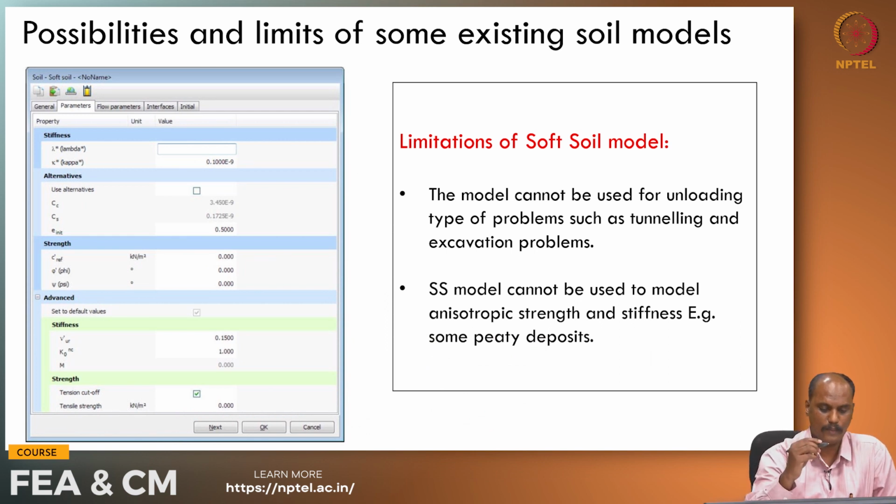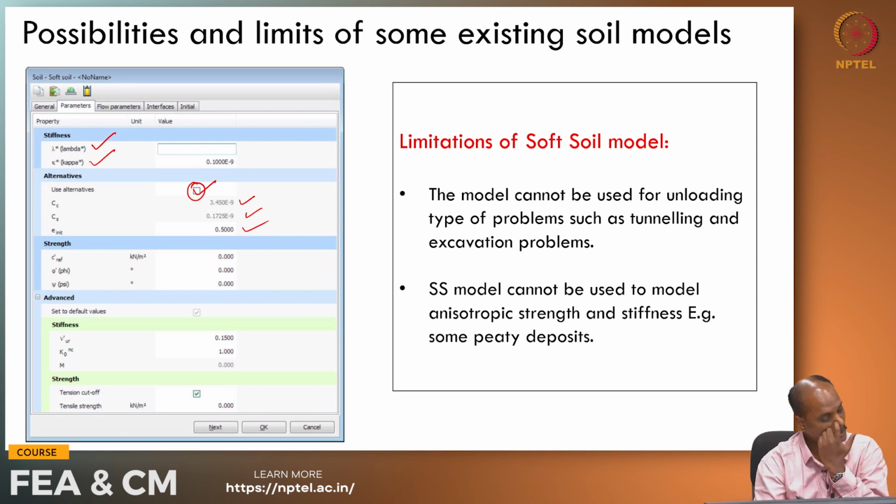So here I have shown the input parameters, namely the lambda star and kappa star, or in this particular finite element software we can use the alternatives. Either you can feed lambda star and kappa star, or you can use Cc and Cs as input. Of course, E0 is not that crucial a parameter, however E initial has to be taken into account. And then we have the strength parameters, namely c dash, phi dash, and then psi.